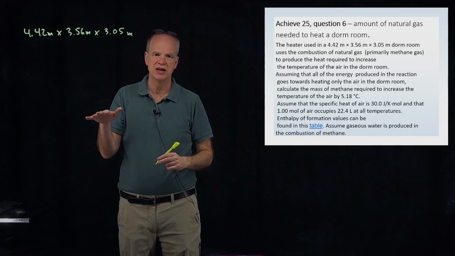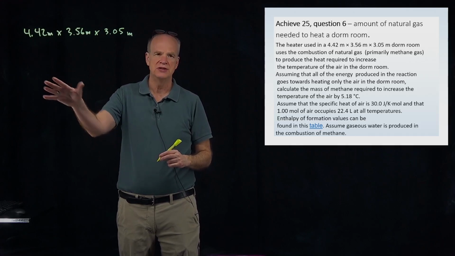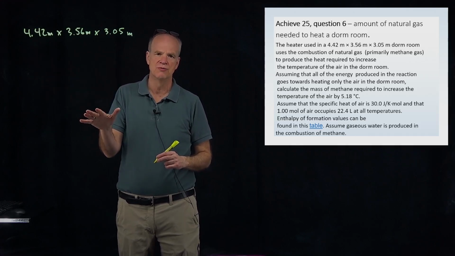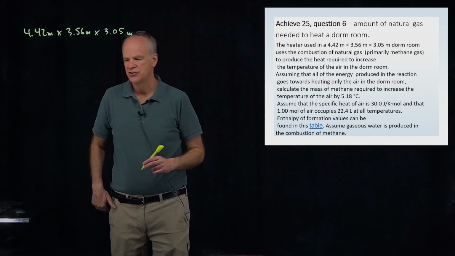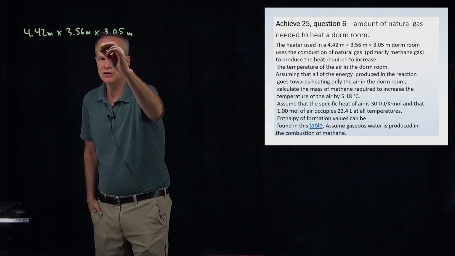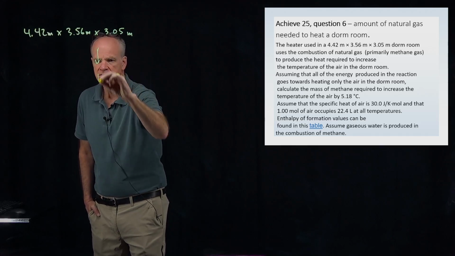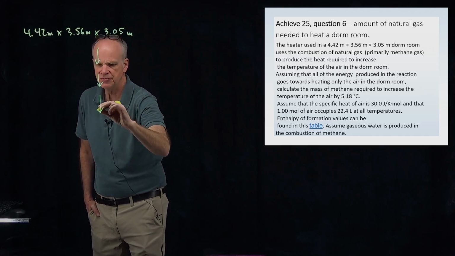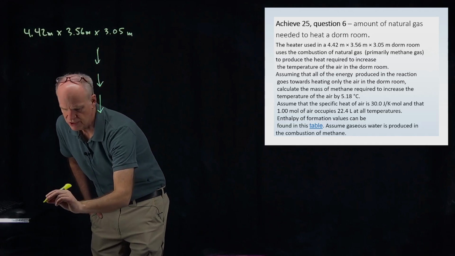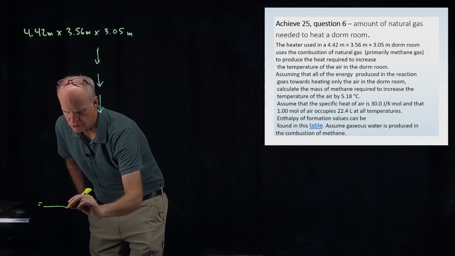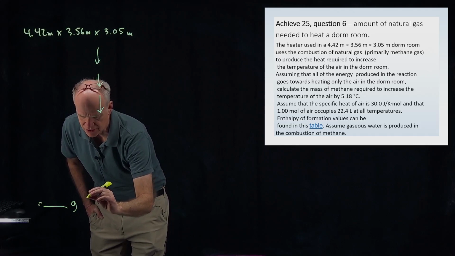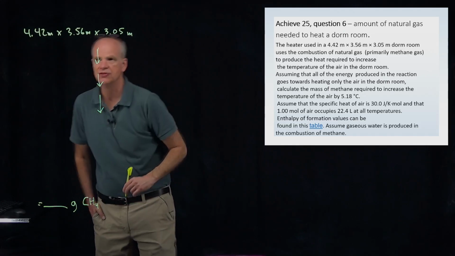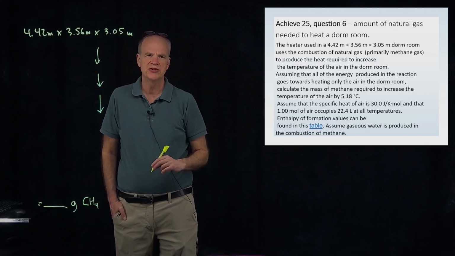So we have the dimensions of a dorm room, and we have to figure out how many grams of natural gas, which is methane, are required to heat up this volume of the dorm room by a certain temperature, which I think is 5.18 degrees. We're going to do several steps here, but in the end, what we want are grams of natural gas. And this is methane. The formula for methane is CH4.